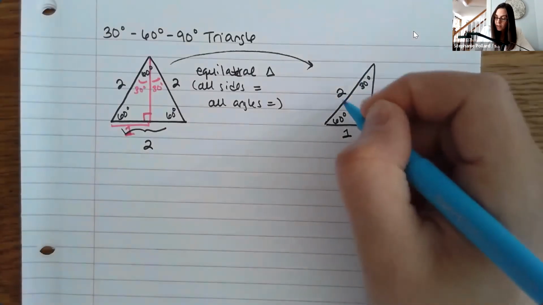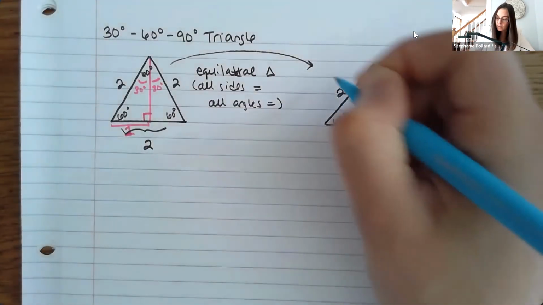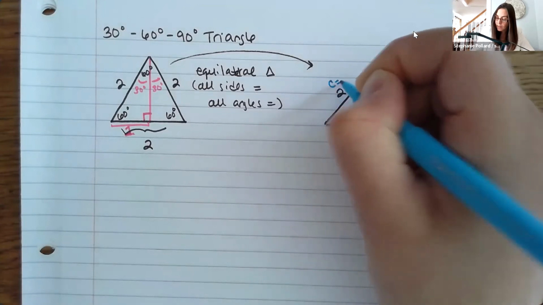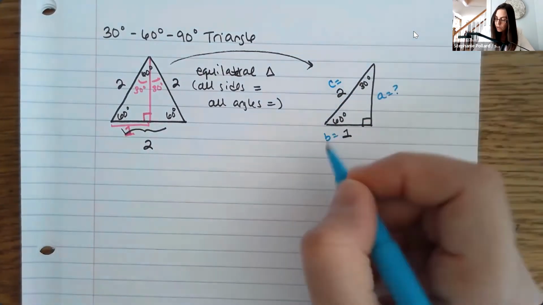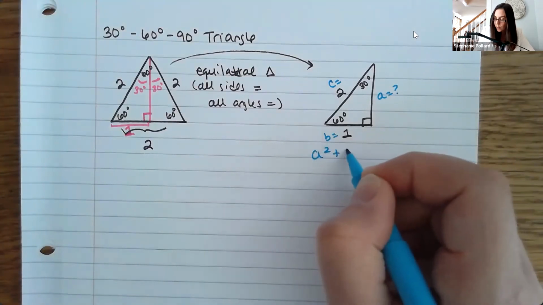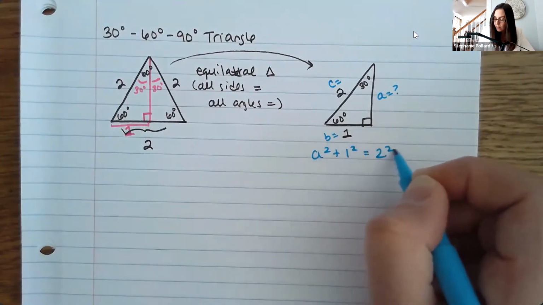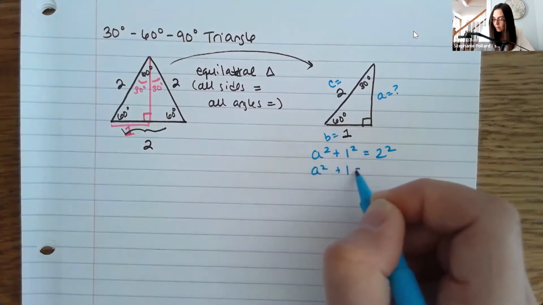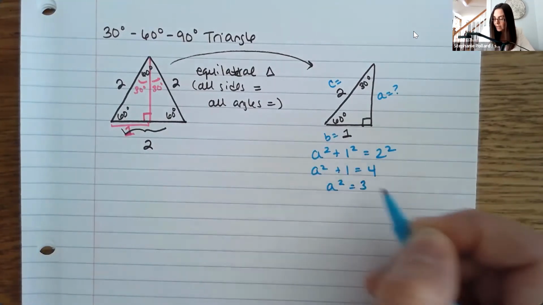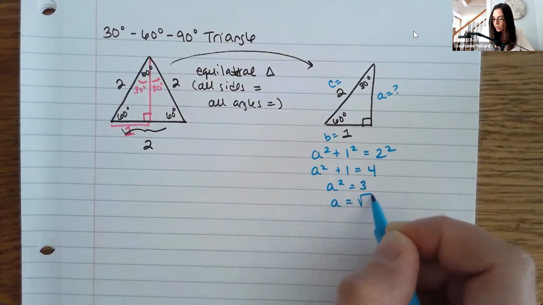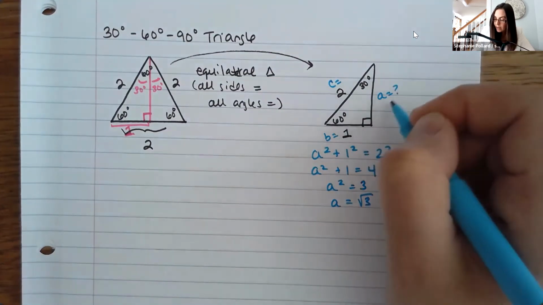Now, this is my hypotenuse right across from the 90 degrees. So this is my c. We can call this b, and let's say this one is a. So a squared plus 1 squared equals 2 squared. Subtract that 1 from both sides, and I have a squared equals 3. And I take the square root, and I have square root of 3 here for my side.